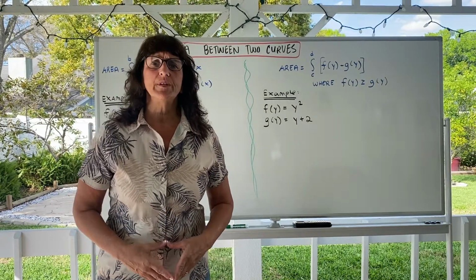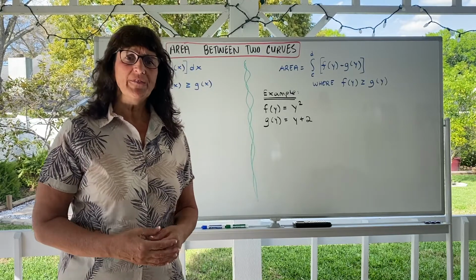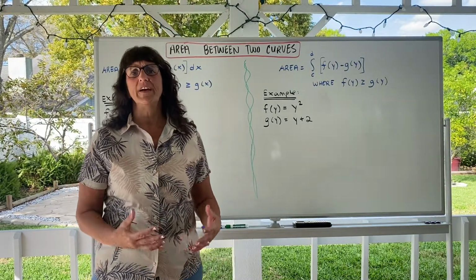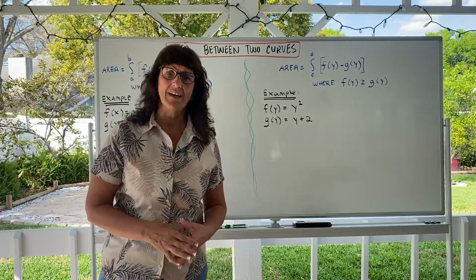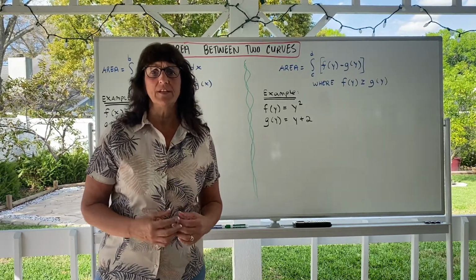In this video, we're going to find the area between curves. If you recall from your geometry class, when you computed area of geometric shapes, we would find the area of a circle using the formula pi times radius squared, and we'd find the area of a rectangle using length times width. Well, what if the shape that you want to find the area of is an irregular shape?